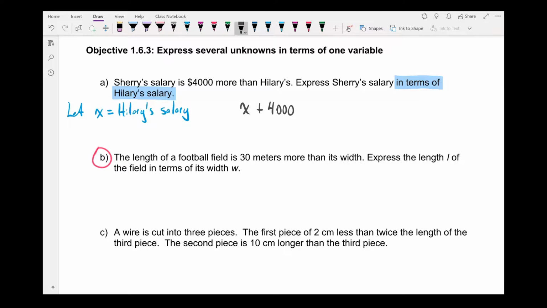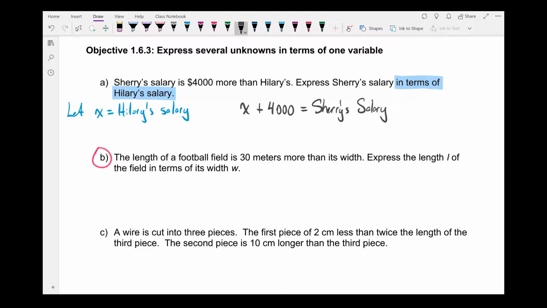So we've actually done it. We've expressed Sherry's salary. x plus 4,000 is Sherry's salary. We've expressed it. That's actually all there is to do. The question is just to express them, not to solve them.